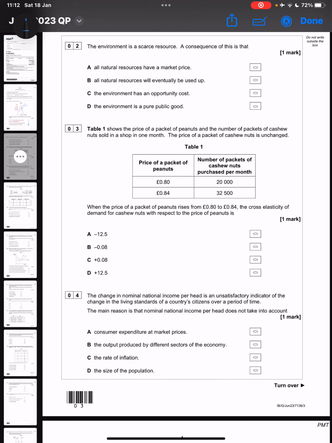Okay, next one. The environment is a scarce resource. A consequence of this is, firstly, I would personally disregard everything relating to natural resources and instead favor the ones that have environment. When something is scarce, that means that the supply has a limit, and when you use it all up, there's no resources left for something else. That means you're going to have an opportunity cost when you use the environment. Public goods require non-rivalry as well as non-excludability, and that's not the case here.